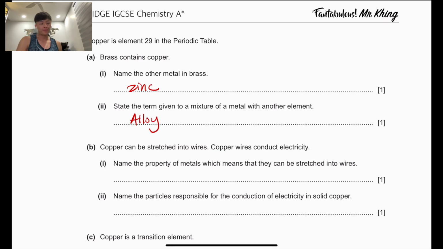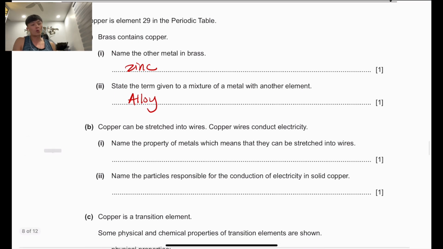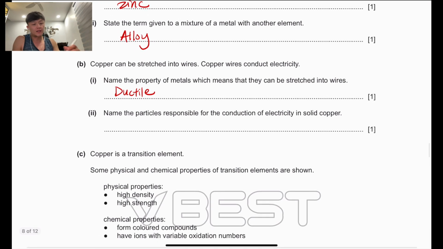Alloy. Okay, so name the property of metals which means that they can be stretched into wire. The answer has to be ductile. Remember, the answer cannot be malleable. Malleable means it can be compressed, a different thing. If you put malleable, no marks will be given. Malleable means it can be compressed. Ductile means it can be stretched. Okay, so the particle responsible for the conduction of electricity.